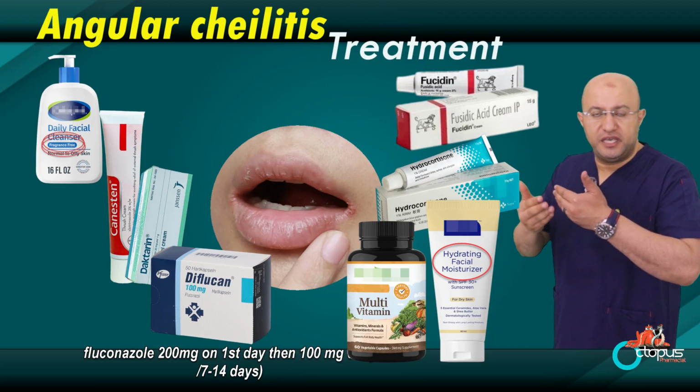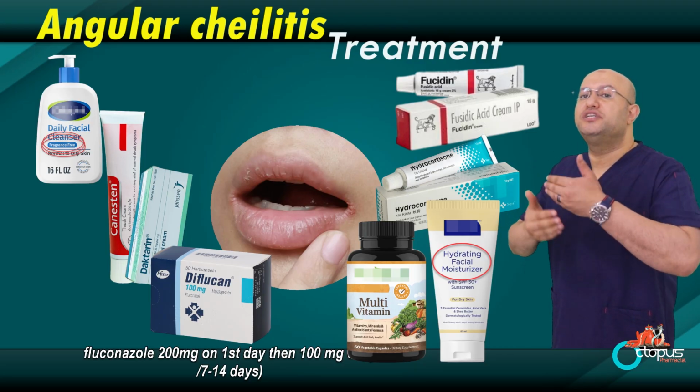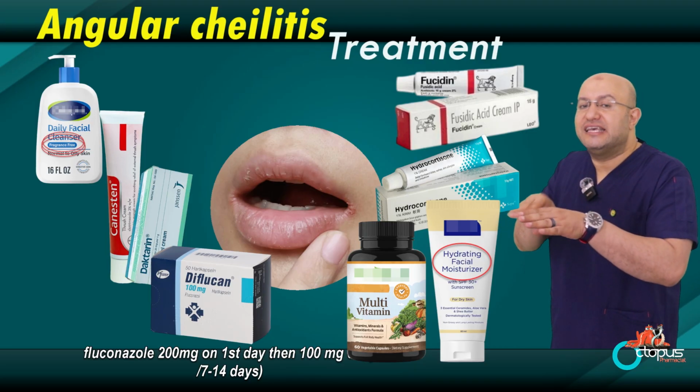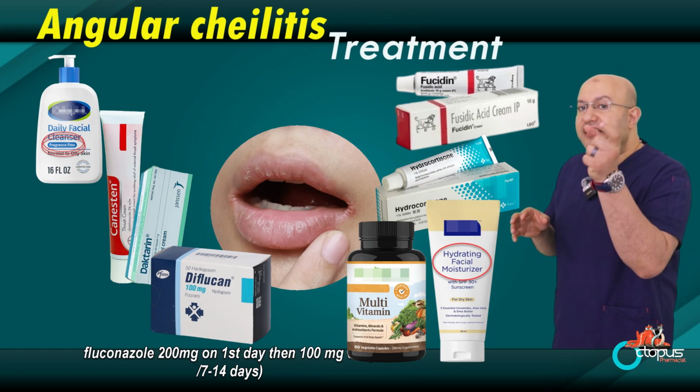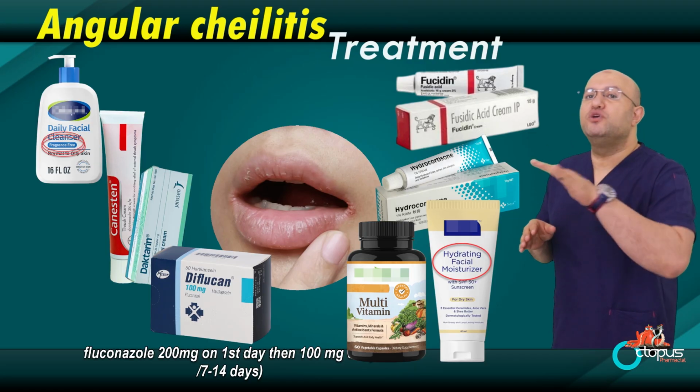With these steps, angular cheilitis usually improves within 1 to 2 weeks, and with proper care, it rarely comes back. Stay consistent with your routine, and you'll keep your lips healthy, smooth, and free from pain.